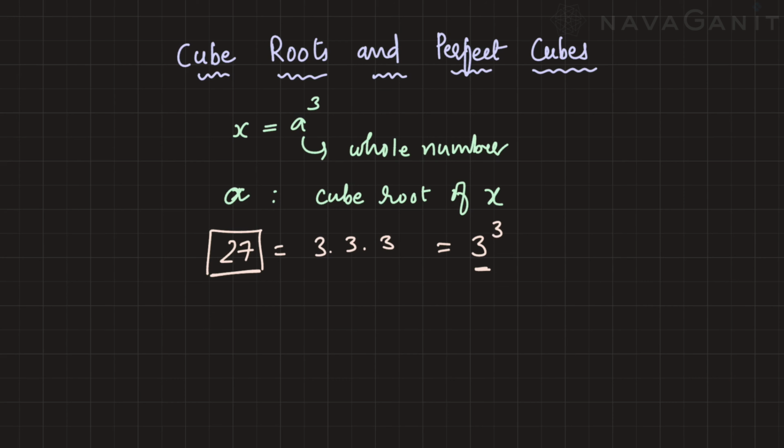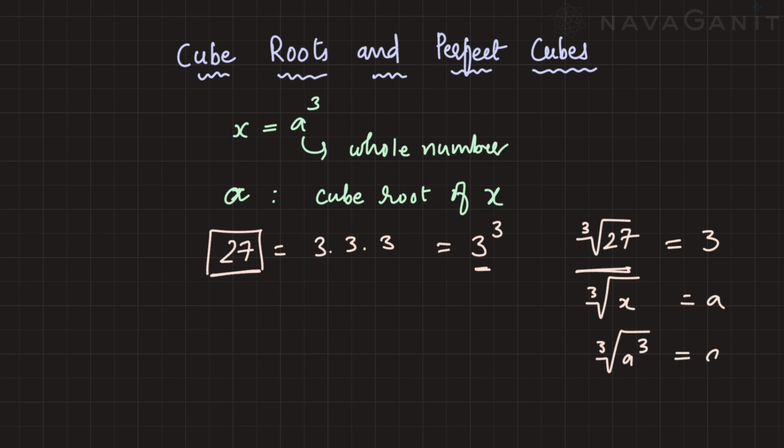And now the cube root of 27, which I'll write like this. This is how I represent the cube root of 27. This is nothing but 3. So in this case, the cube root of x is a. It is the cube root of a cubed, where x is a cubed, is a.